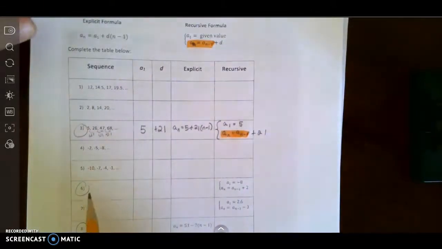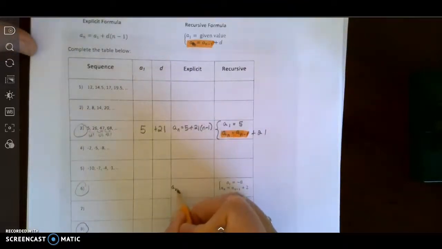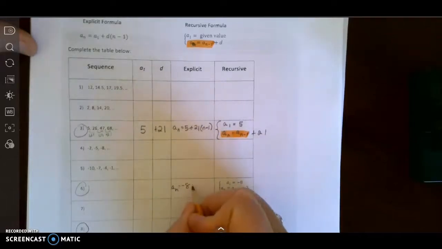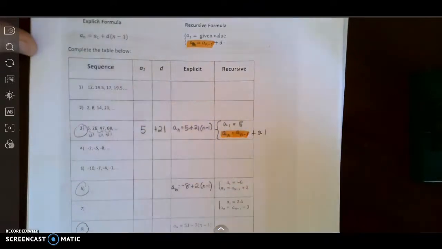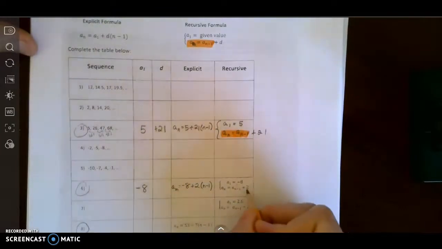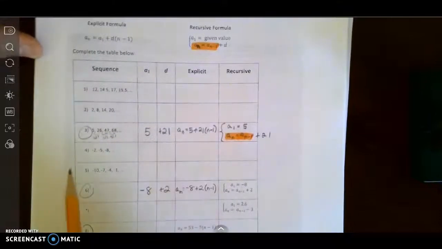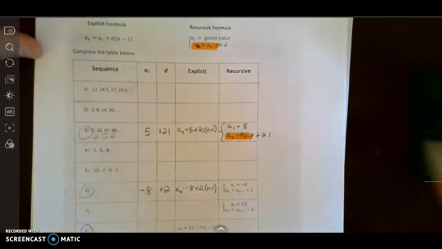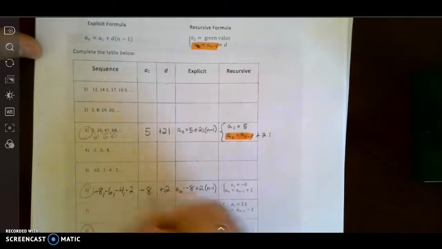Okay. Let's try number 6. My first term is negative 8. I'm going to do my explicit. It's negative 8. I keep adding 2, so plus 2 must be my constant difference times n minus 1. First term is negative 8. The constant difference is plus 2. So it looks like the first 4 terms would be negative 8, negative 6, negative 4, negative 2.